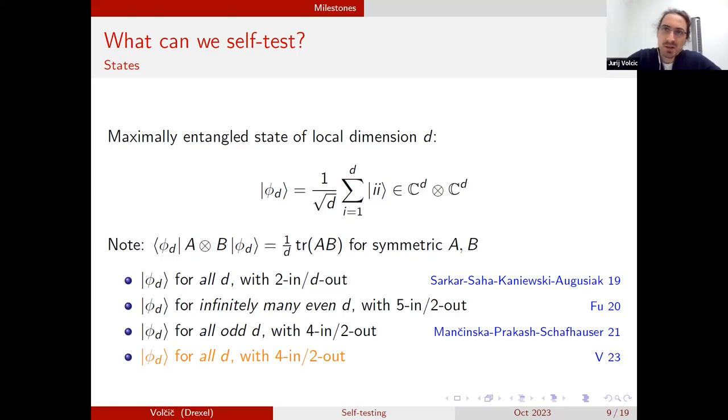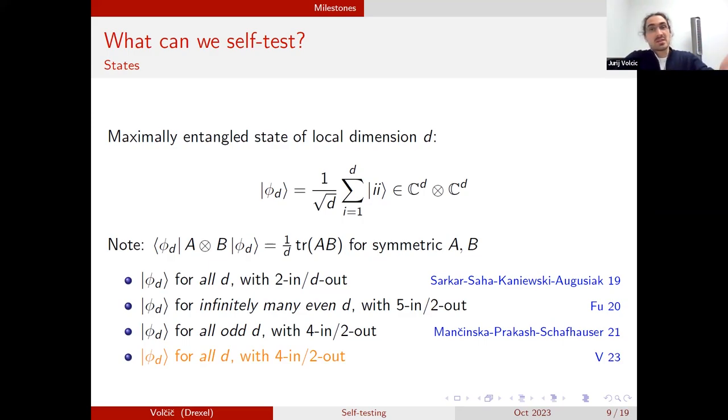What I'm going to talk about today is maybe finishing this story here with maximally entangled states, well, maybe not finishing, but wrapping this up and showing that you can self-test every maximally entangled state, regardless of even or odd, with four inputs and two outputs. Now the proof, as we'll see, relies on... for the odd case D, the models are not the same as what Mančinska, Prakash and Schafhauser get. That said, the ideas of the proof come from Mančinska, Prakash and Schafhauser, right? So the proof is much more similar to what they do for odd Ds than to what Fu did for infinitely many even Ds. And I'll try to point out where the distinctions and similarities are in the proof.